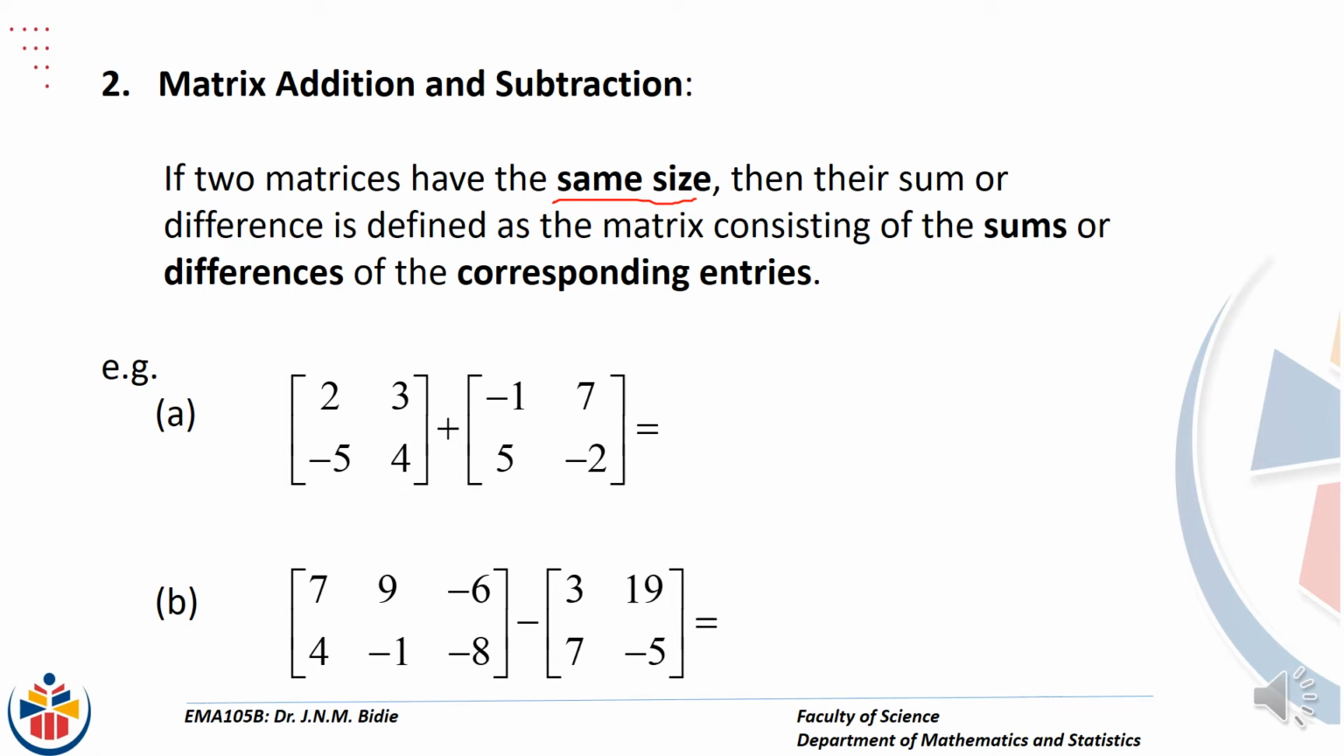Let's do some examples. Example A. These two matrices have got the same size. They are both 2 by 2 matrices, so therefore we can add them. That means we will have a 2 by 2 matrix as the answer. So we know that 2 plus minus 1 gives us 1. 3 plus 7 gives us 10. And minus 5 plus 5 gives us 0. And 4 plus negative 2 gives us 2.